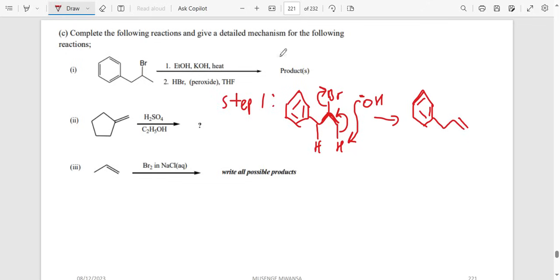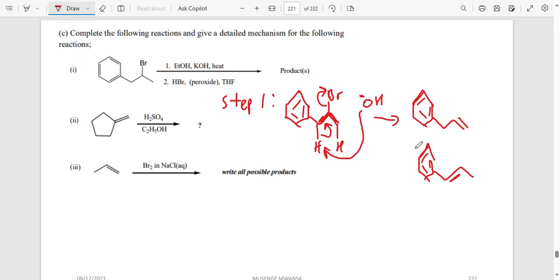But again, the same hydroxide could have also attacked the other hydrogen. So this hydroxide could have grabbed this hydrogen. This would have still led to the breakdown of this bond, and that would have still pushed away the bromine. So the other product we can have has alternating bonds inside there. Look at where the double bond has formed. The double bond has formed here. So these are the two possible products.